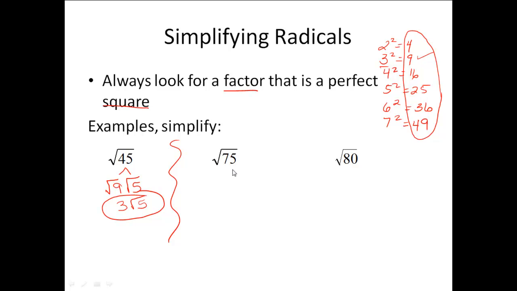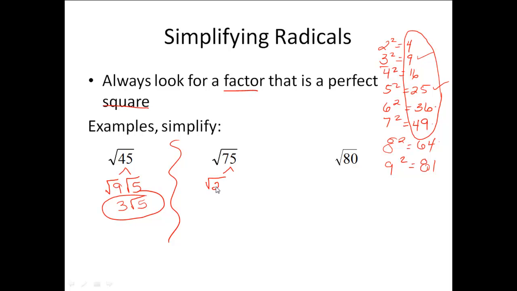Okay, let's try the 75. I'll extend our list of perfect squares here. And since I've gotten to a number bigger than 75, I don't need to check any higher. So I want to see, can I divide 75 by 64? Can I divide it by 49? 36? Okay, 25 is my first one I can divide it by.